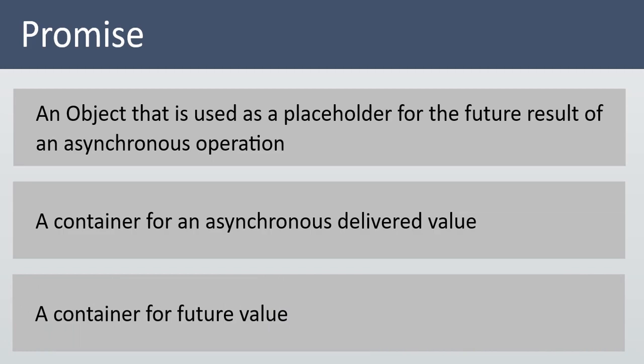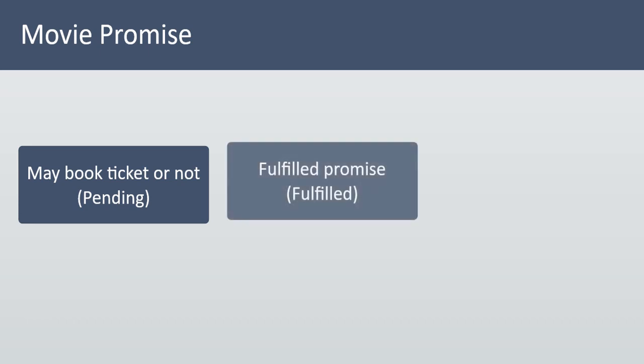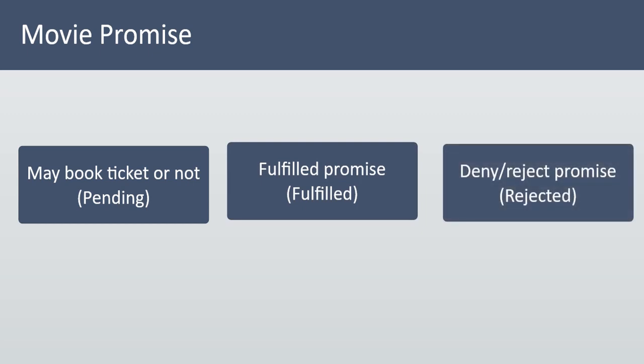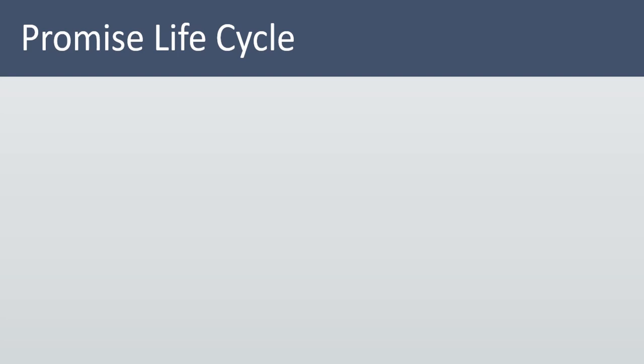Let us take an analogy to understand the promise. Let's say you asked your friend to book a movie ticket, and there will be three possibilities. Your friend may not have answered yet, your friend will book the ticket, or your friend will deny booking the ticket. Like these three possibilities, promises also have three states. So, let us discuss the life cycle of a promise.